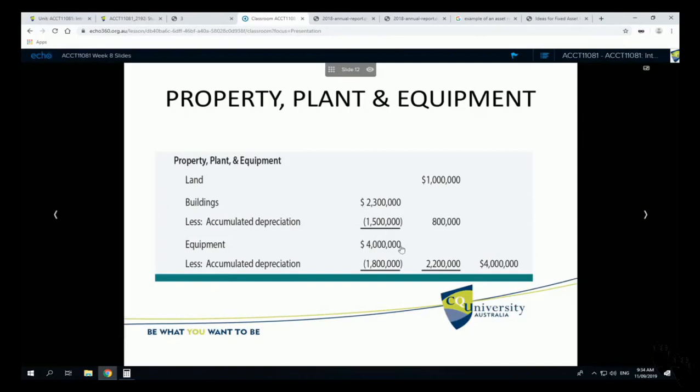Okay, so a lot of companies won't, especially in general purpose financial reports, they won't even have this disclosure in the financial statements. They'll put that in the notes section. Okay, so on the financial statements, on the balance sheet, they will literally just have 1 or 2, in Wesfarmers' case, 2 lines with the net value.